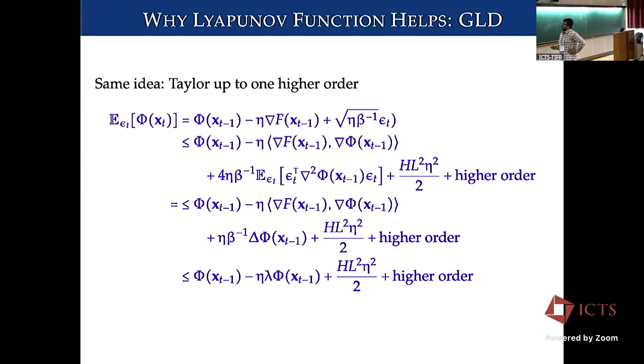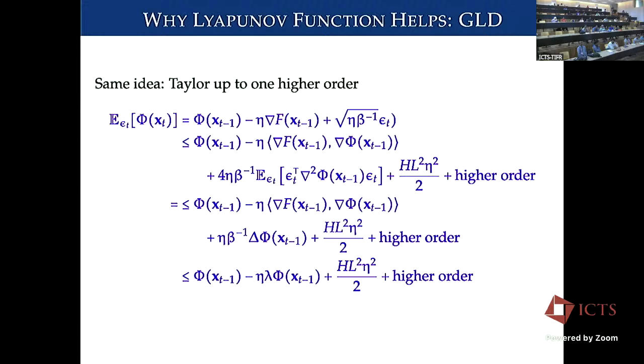And then what you will see is that you have this Hessian term with respect to phi of x_{t-1} with epsilon t, with that matrix giving us, in a sense, the norm. And that, if you work it out, exactly evaluates to the Laplacian. Okay, and this is exactly what gives you, so now you have minus the product of gradient of f and gradient of phi plus 1 over beta times the Laplacian. And that's exactly the generator for the corresponding Markov process for the Langevin dynamics, right?